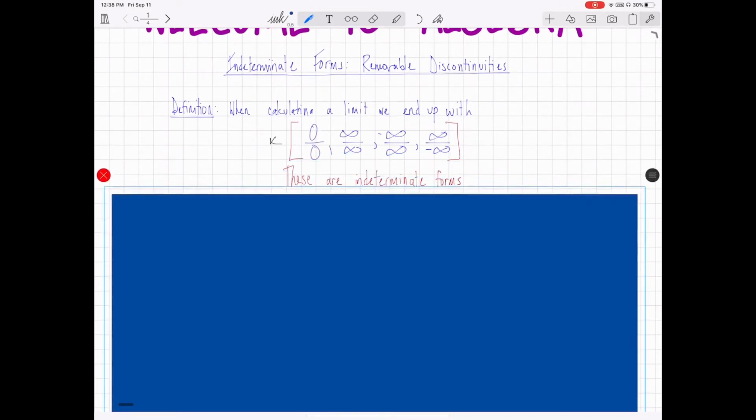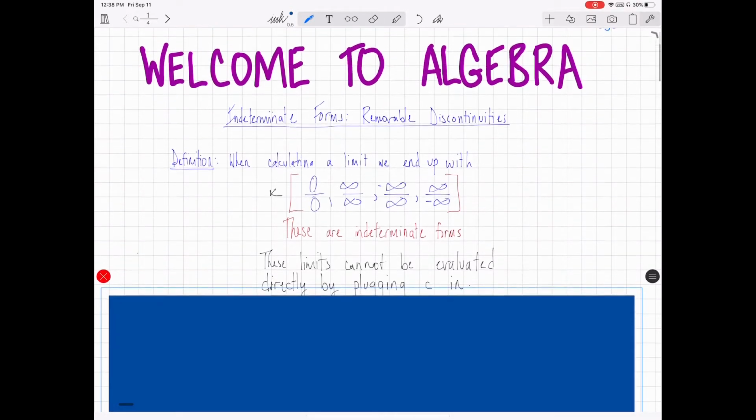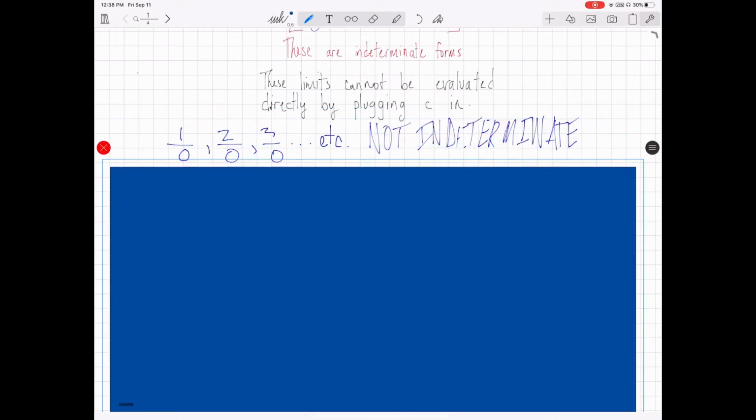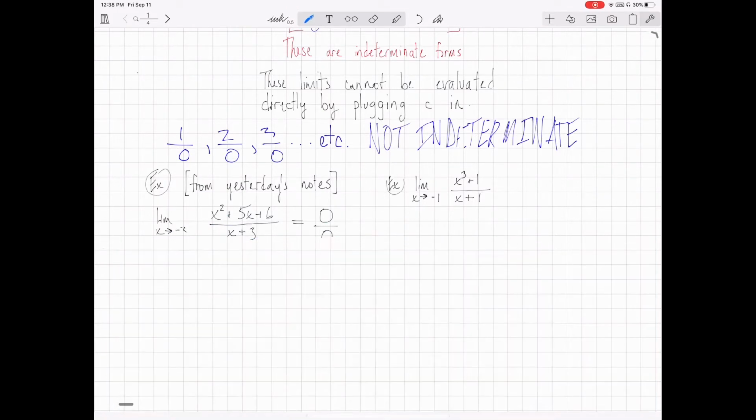Okay, so these are indeterminate forms, and these cannot be evaluated by directly plugging a C value in. So C value just means any constant. So in the last set of notes, we plugged in numbers to get limit values. So these can't be determined by that. And if you get something like 1 over 0, 2 over 0, any number over 0, this is not an indeterminate form. It actually means something else, which we'll talk about in a second. And we're just going to work on a couple of these from yesterday's notes.